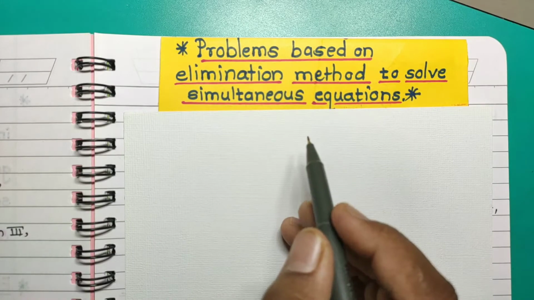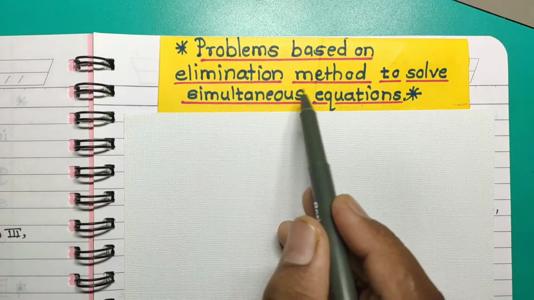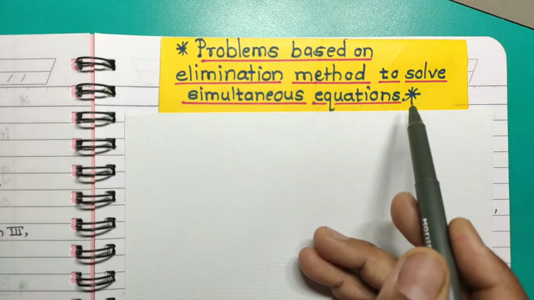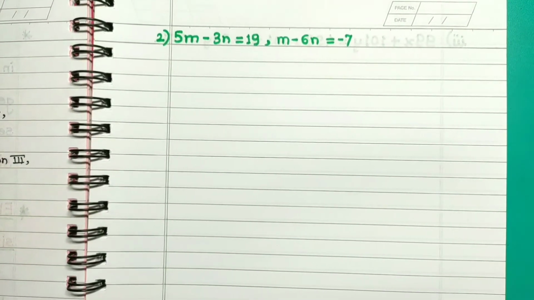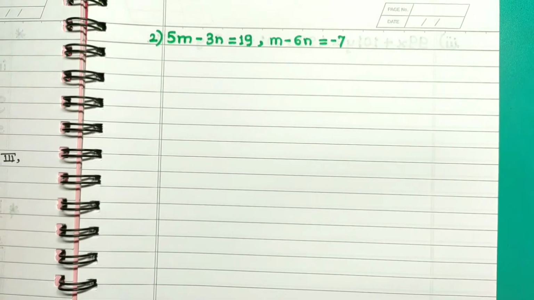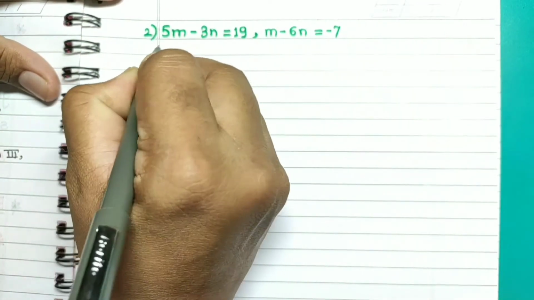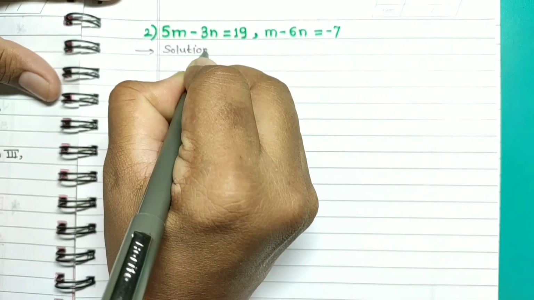Hi students, in this session we are going to discuss problems based on the elimination method to solve simultaneous equations. We are given these two equations containing variables m and n. In the solution, first write down the given equations.